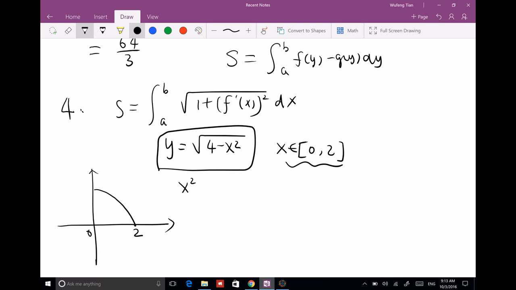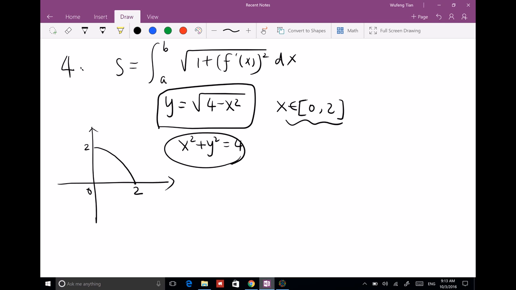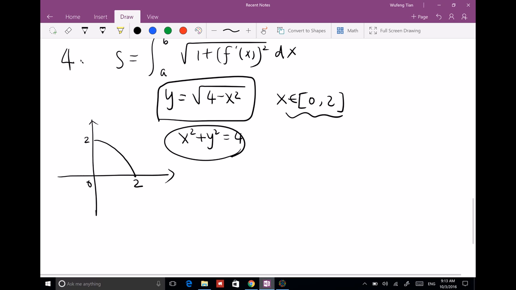You can check x squared plus y squared equals 4. This is a circle equation, but y is positive, so it's a semicircle. But now I only say x is from 0 to 2, so it's going to be just one quarter of the circle here. I said if you get the final answer, I'm not going to mark off any points. The answer is one quarter of 2 pi r, which is one quarter times 2 times pi times r, with r equal to 2, which is pi. If the final answer is pi, okay, this is the semicircle, I'm fine.